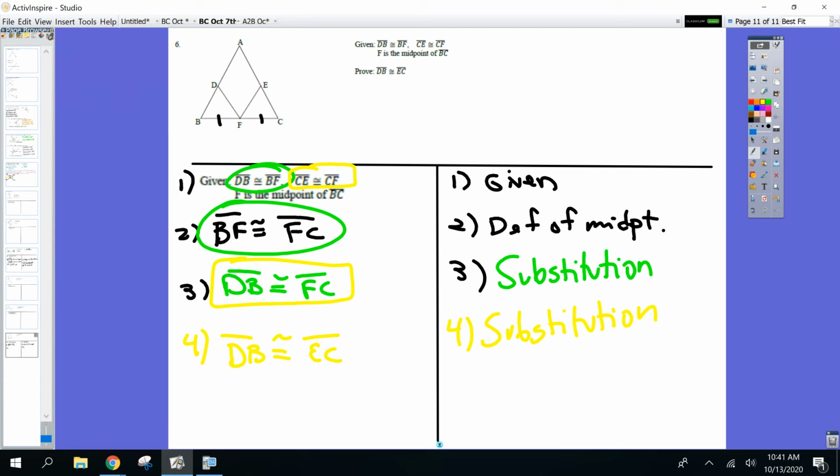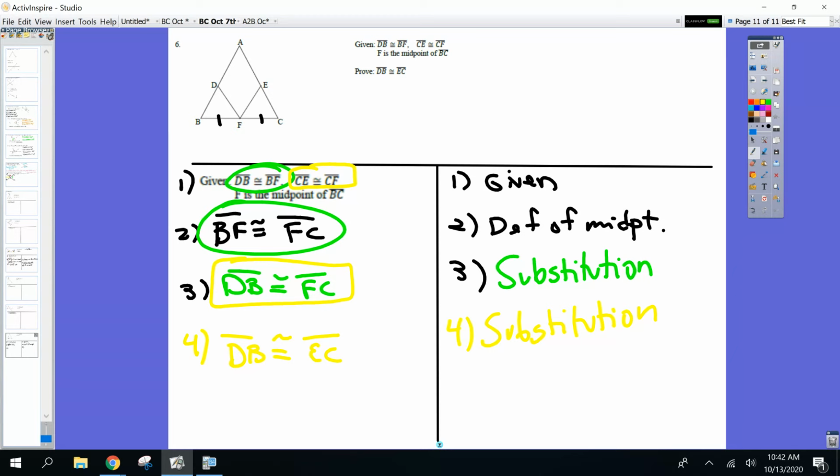You encourage us to mark up our diagram. Will we get points off if, let's say, you don't mark up necessarily everything that you talk about? I don't grade your diagram, Sophia. I grade the statements and reasons.